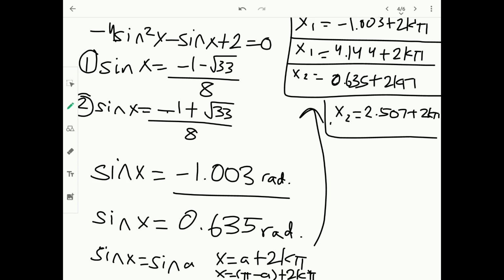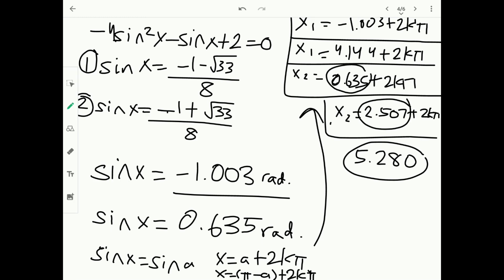Minus 1.003 plus 2 pi, we get 5.280. So this is our first accepted, second accepted, third accepted, fourth accepted. So we now have a total of 4 possible answers. Now immediately what you guys should do is find the y values of these by substituting in the equation. I have done that in advance, and now let's draw the table of variation.